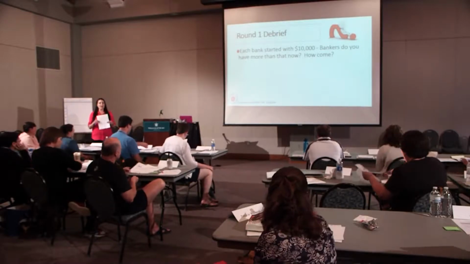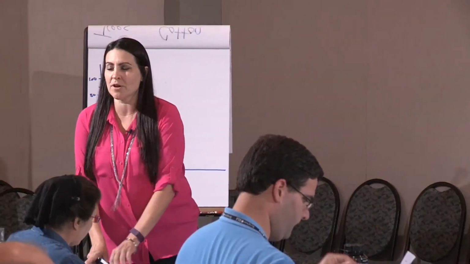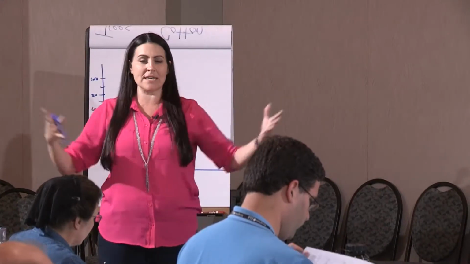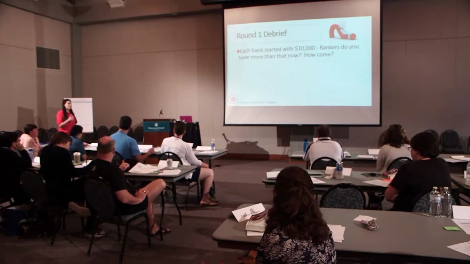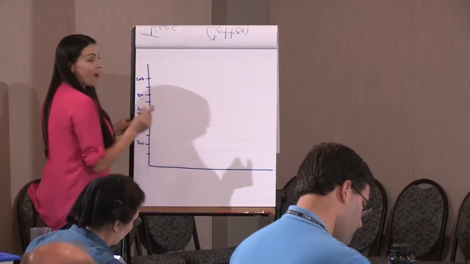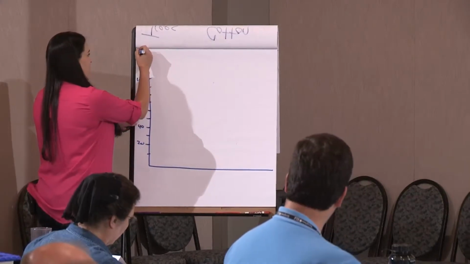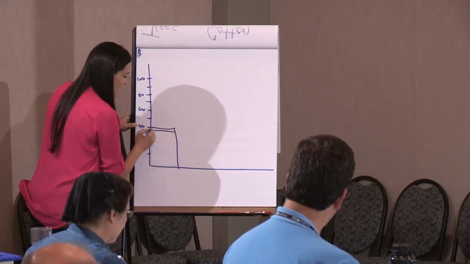Going into round one, every bank had $10,000, and there's 4 banks in the room. So how much money was in this little mini economy we have here? $40,000. So here's round, I'm going to make a little bar graph for round one. This is our money over here. And we at 40,000, this was round one. This is how much money.